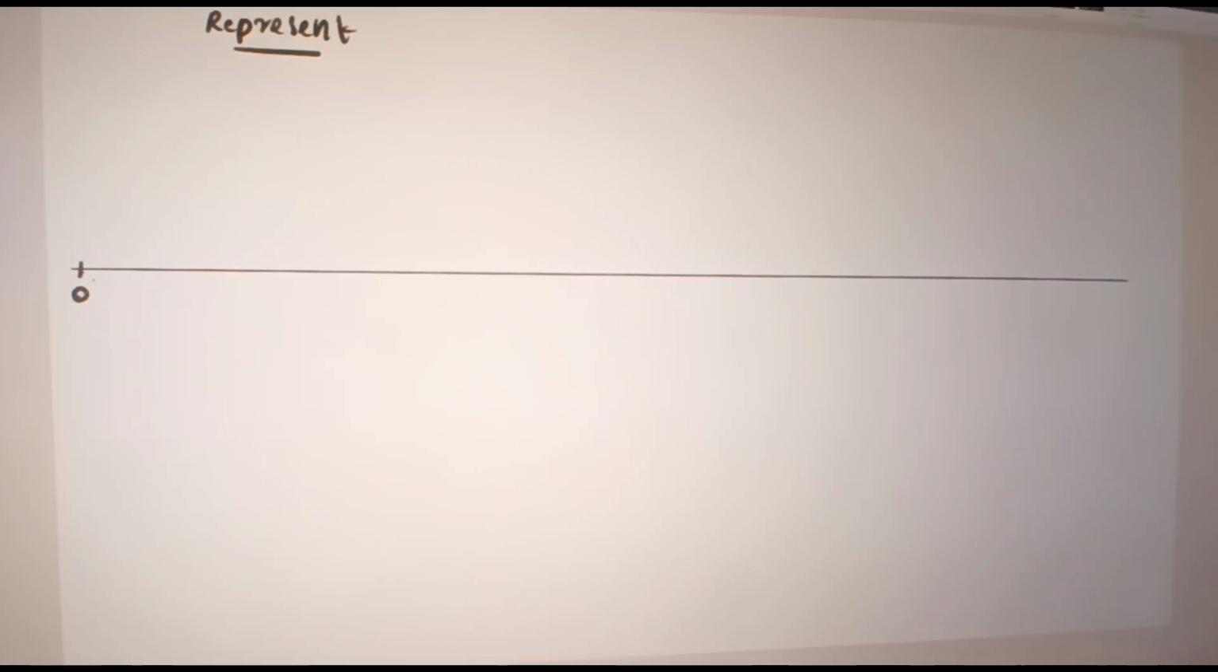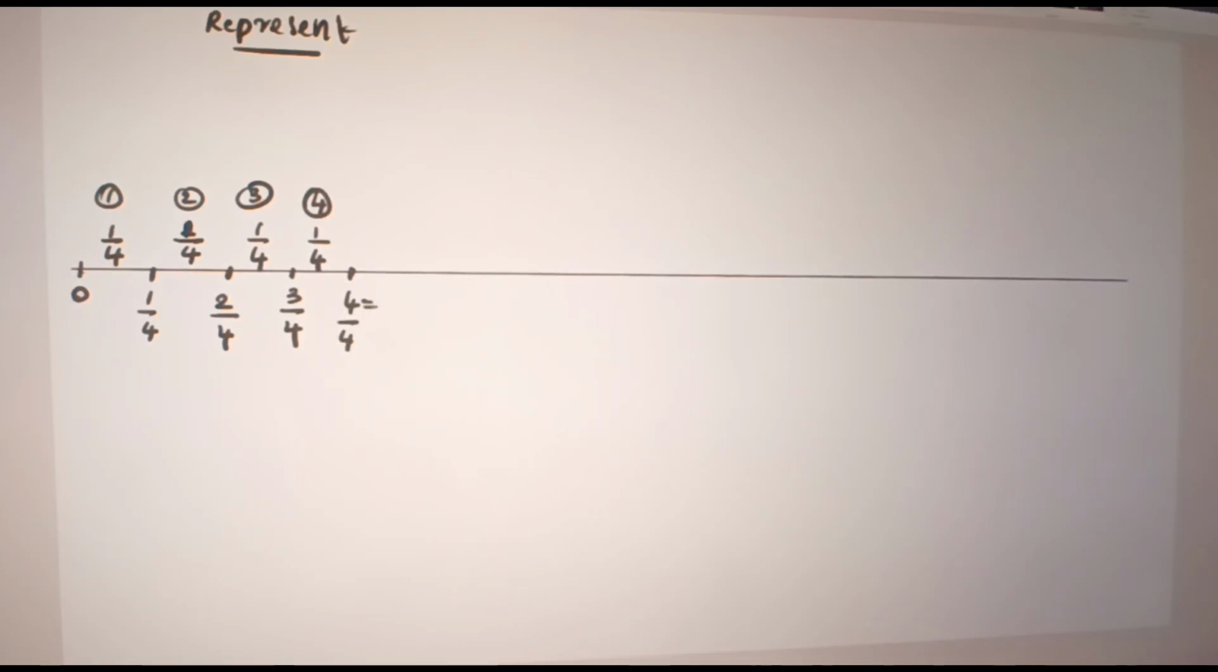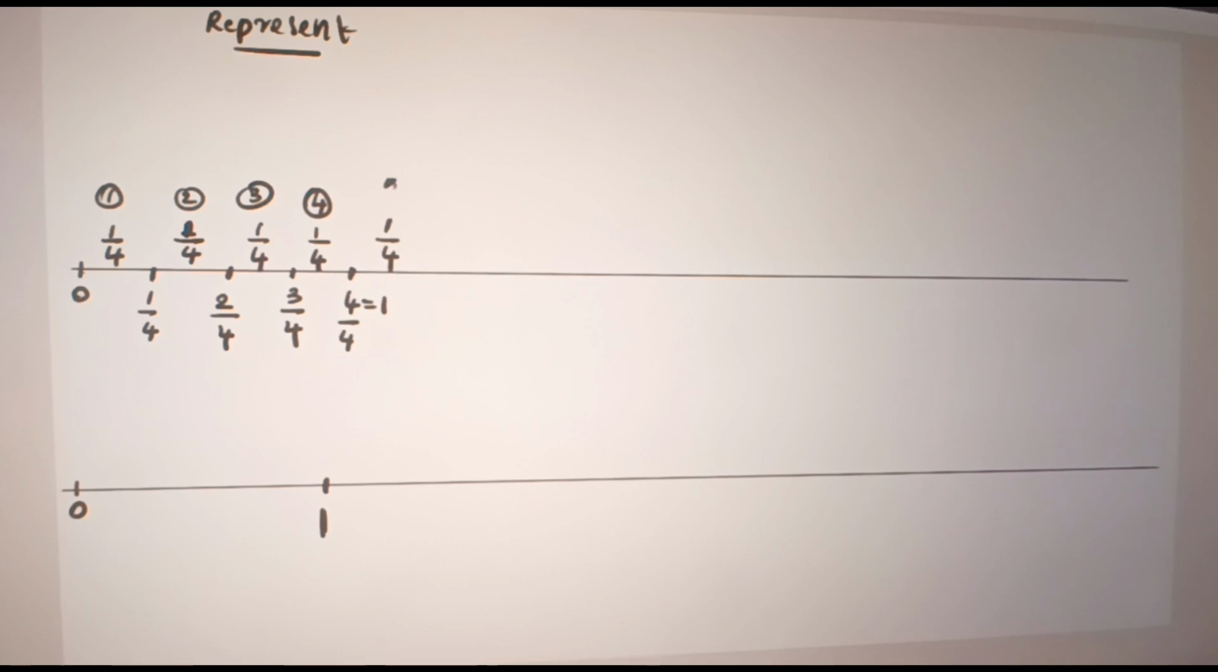Okay, so 0. If you add 1/4, it will be 1/4. If you add another 1/4, 2 1/4s are there, it will make 2 over 4. If you add another 1/4, now total 3 1/4s are there, so 3 over 4. And if you add another 1/4, that means 4 1/4s, it will make 4 over 4, that is a whole. Now if you add another 1/4, total 5 1/4s are there. So we can write 5 over 4.